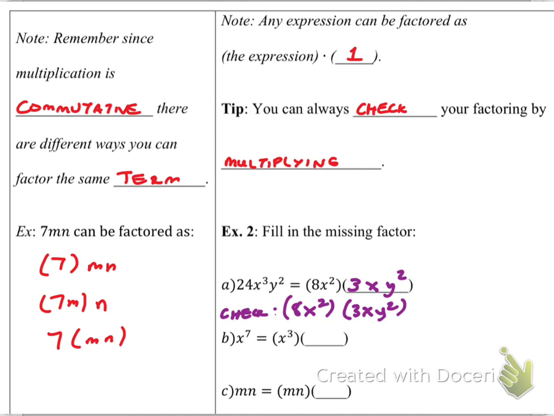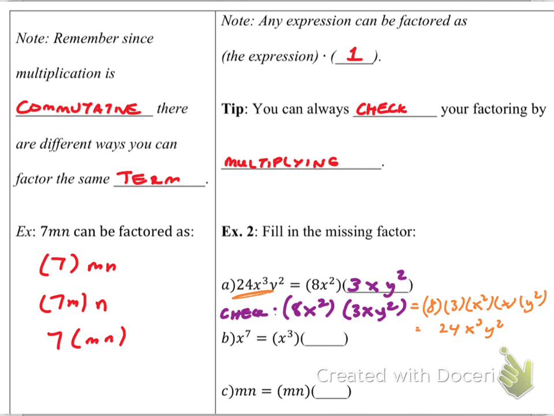And since I've mentioned the commutative property here, I can rewrite this as 8 times 3 times x squared times x times y squared, right? And that will give me 24x cubed y squared, which is what we started with. And so that checks off correctly.